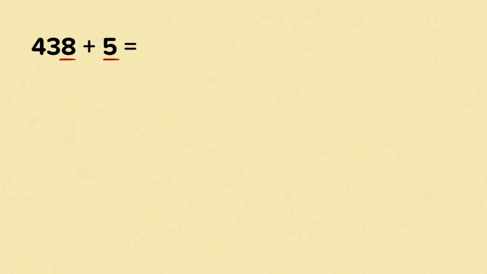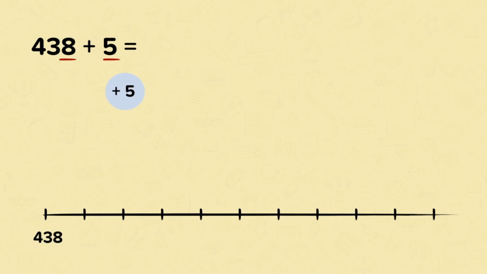Again, we're going to focus on the ones. So we've got 8 add 5. This is more than 9, so we're going to be crossing a 10. We'll use a method called bridging through 10 to help us to solve this type of calculation. Let's show this on a number line. First, we'll count on to the next 10, which is 440. 438 add 2 is 440.